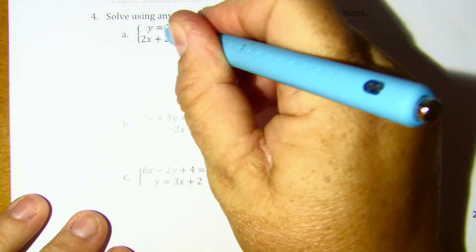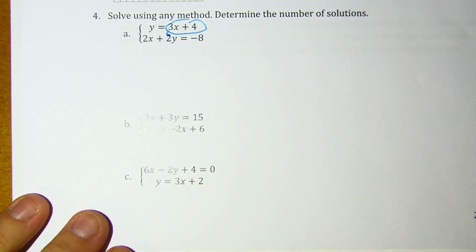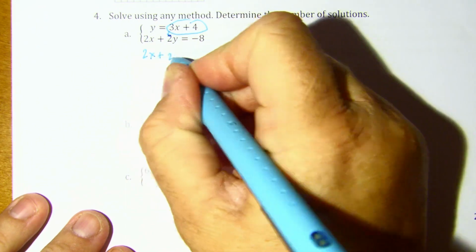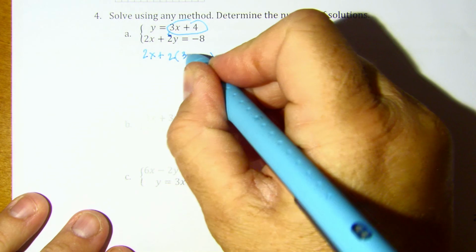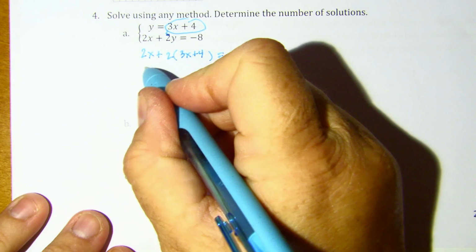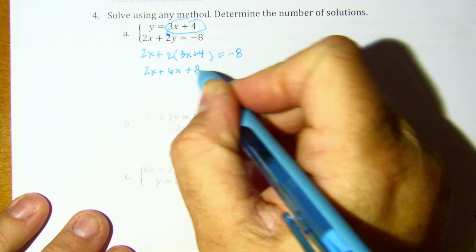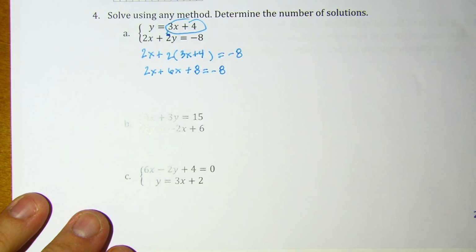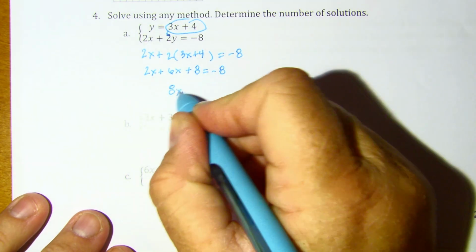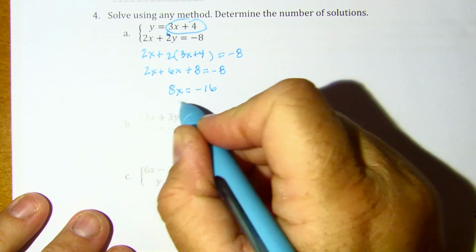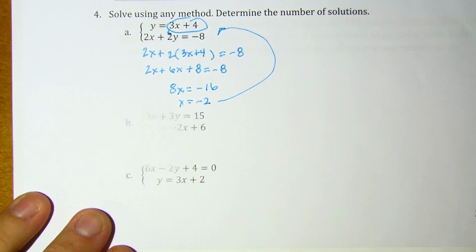Now this is set up nicely for substitution, so that's what I'm going to go ahead and use. I'm going to plug that in for y. So 2x plus 2y equals negative 8. I'm plugging in 3x plus 4. So 2x plus, and then 6x plus 8 equals negative 8. Subtracting 8 from both sides and combining like terms over here, I have 8x is equal to negative 16, so x equals negative 2. And I can plug that back into this top equation here.